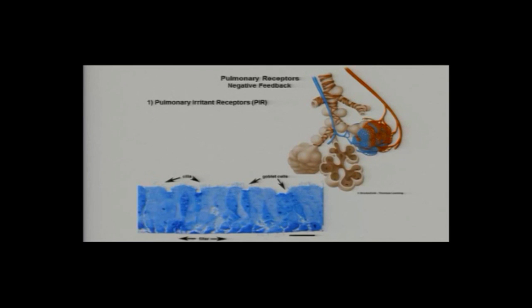The third type of receptors, I don't have a separate slide for them, but they are also irritant receptors. They're called J receptors. J as in Jack. And actually that J stands for juxtacapillary. Juxta in the physiology world means juxtaposed or right next to. Because those J receptors are actually found within the alveolar sacs, very close to the sites of gas exchange.